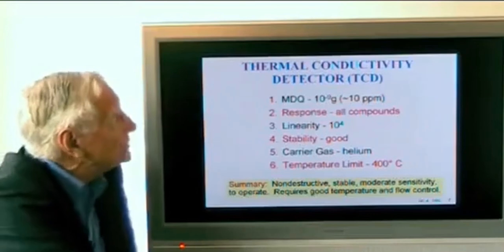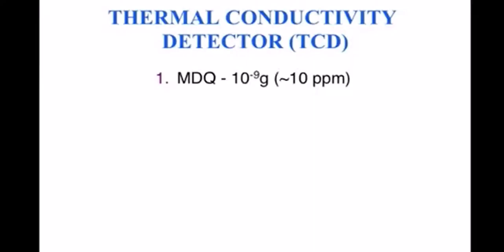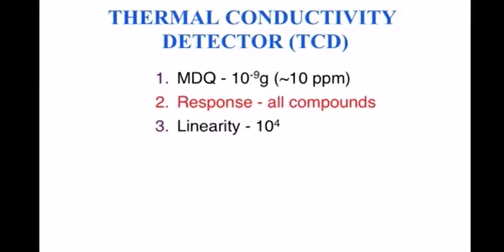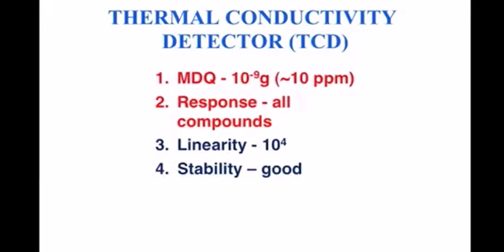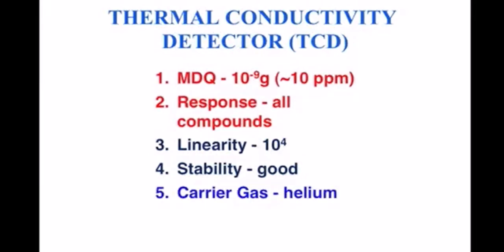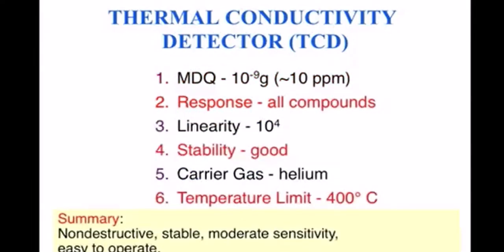If I summarize the response characteristics of the TCD: minimum detectable quantity, about 10 to the minus 9 grams, corresponding to about 10 ppm. Response, all compounds except for hydrogen, which gives a signal, but not a quantitative signal with helium. Linearity is fair, 10 to the fourth. Stability is good. Carrier gas is typically helium, sometimes hydrogen. Temperature limit, 400 degrees centigrade. And in summary, non-destructive.